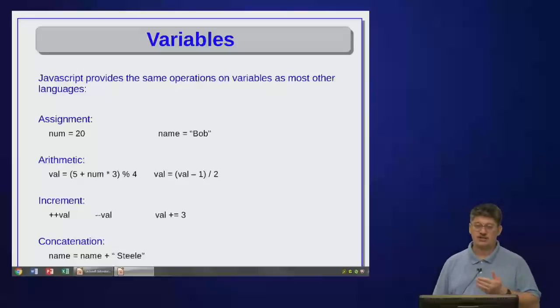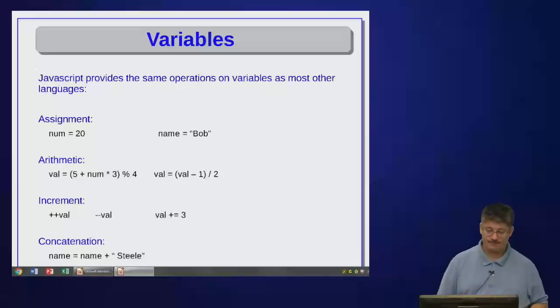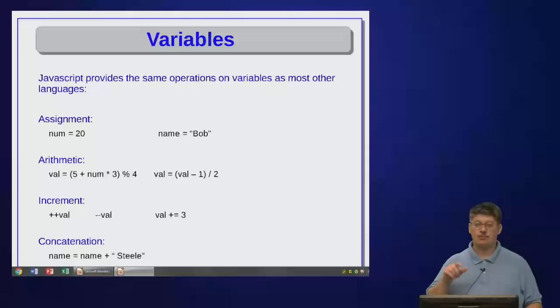I can also do subtraction and division. So 1 minus 1 is 0. Divided by 2 is still 0. I can also increment variables. Plus plus val or val plus plus, either one will work. We'll add 1 to val. So if val was 3, now it's 4.